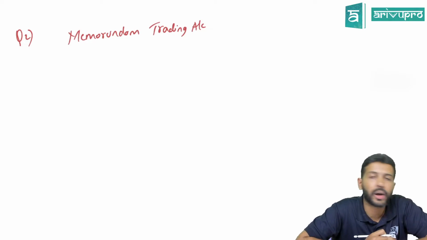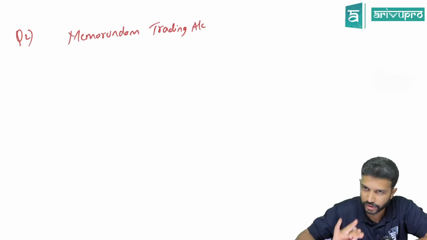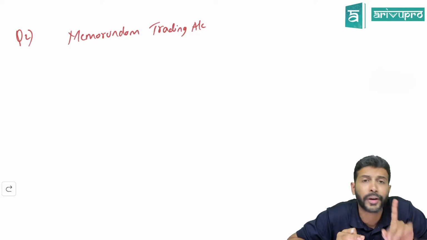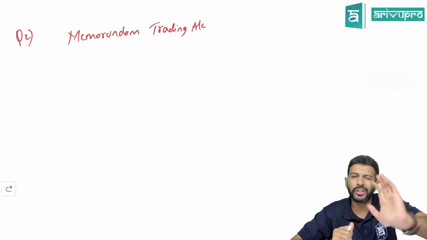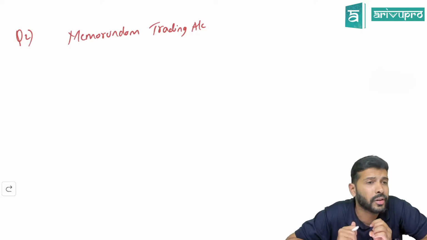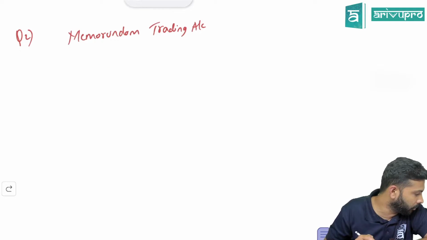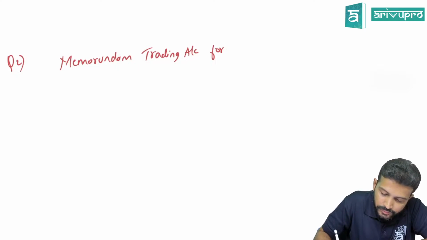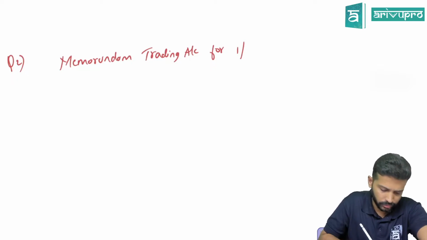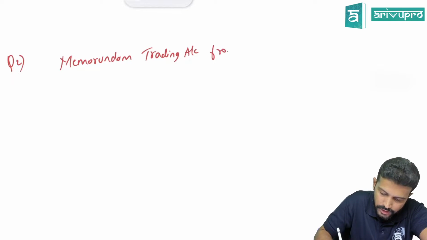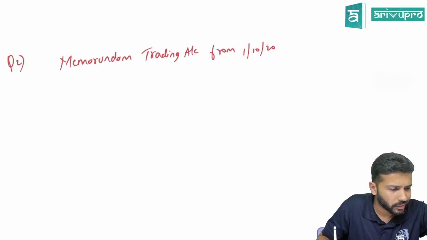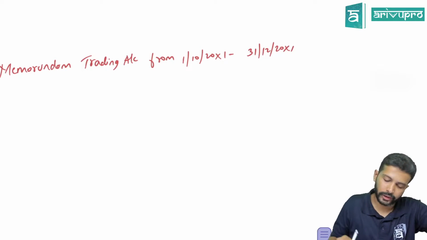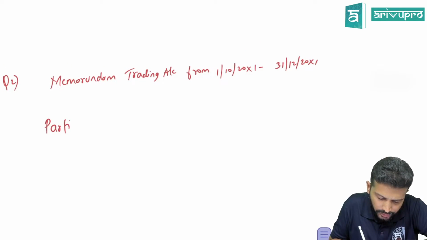The word memorandum in accounts means rough work. This is not an actual book. This is only a statement or a working note done to find out only one component, which is what? Closing stock, or the stock destroyed on the date of fire. Hence, we are calling it memorandum trading account. Okay. So, memorandum trading account, we are preparing for how many months? 3 months. What period to what period? From 1st October 20X1 to 31st December 20X1. Simple format of trading account you put, that is particulars amount, particulars amount.